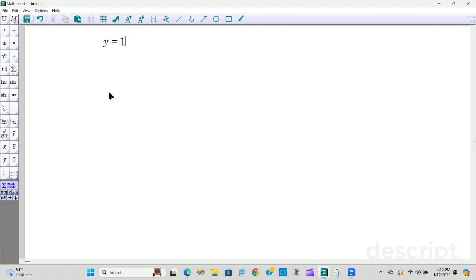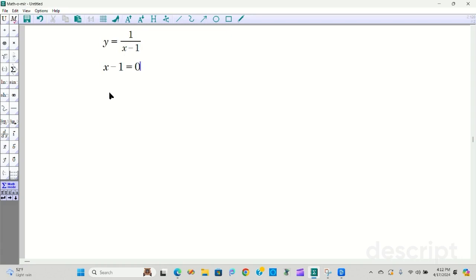Alright, so given y equals 1 over x minus 1, you want to find the domain and the range quickly. So x minus 1, you set that equal to 0. So x equals 1. So this is the value to be excluded. You exclude that value. So you can now write this in interval notation as follows.